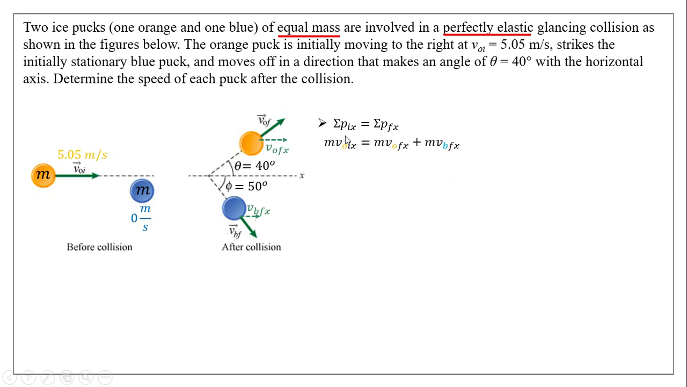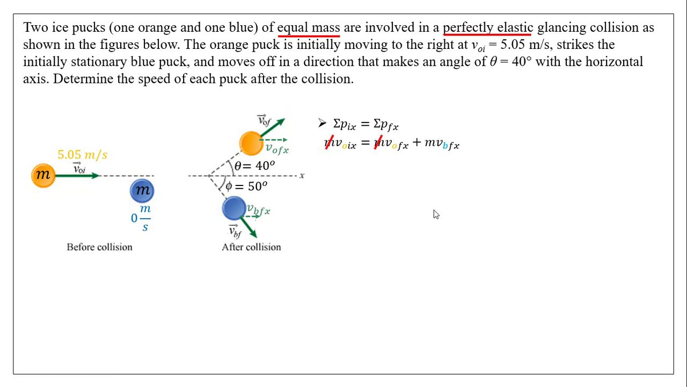Okay, so here initially the only object that I have moving is the orange puck. The blue puck was initially at rest, so the only momentum in the x direction to start is the orange puck because it is moving to the right at a rate of 5.05. And then to the right, we have two pucks moving off in the first and fourth quadrant, or northeast and southeast. So therefore, I am going to use the V orange F in the x direction, and then likewise with the V blue F in the x direction. Okay, so just separate information into F and X and Y direction, and then just stick with it.